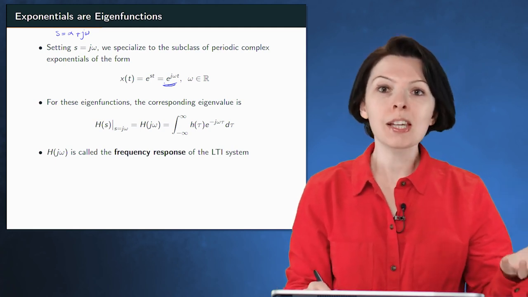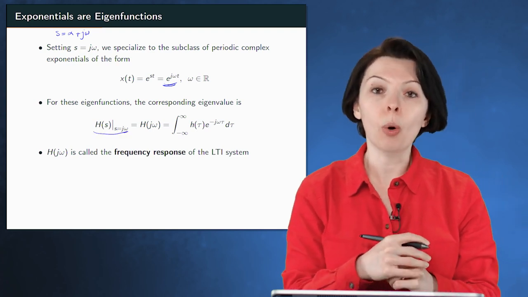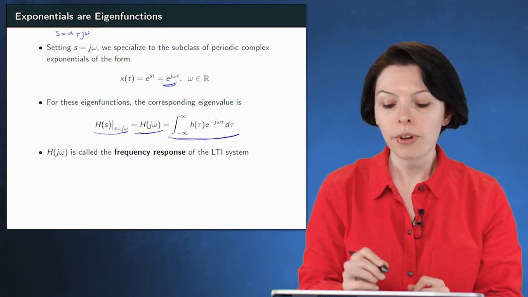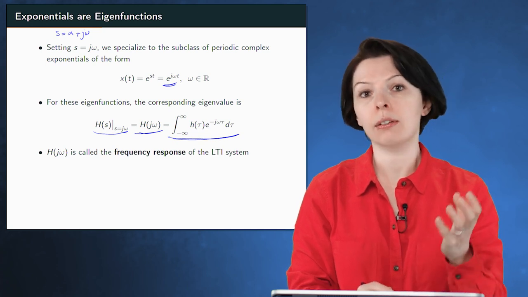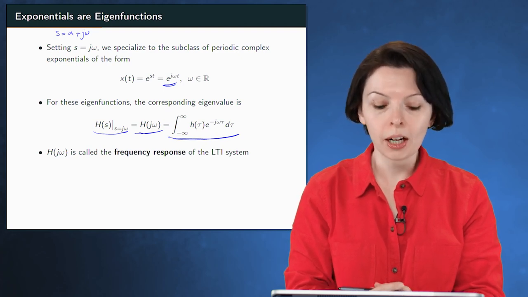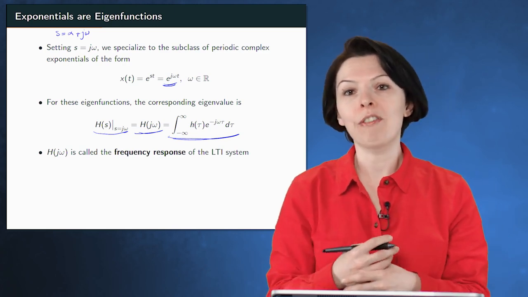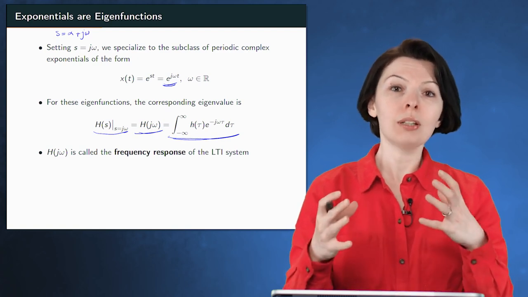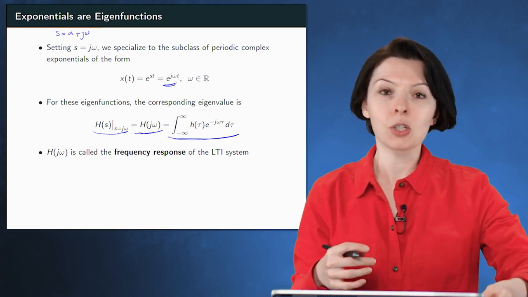For these eigenfunctions, the corresponding eigenvalue, or H of s, for s equal to j omega, is equal to H of j omega, and that's equal to this integral. We have the integral that we used to find the value of H of s, that defines H of s. In that integral, we're going to replace s with j omega. Now, H of j omega has a special name. H of j omega is called the frequency response of an LTI system. In future lectures, you're going to see the more general formats for H of s, in which s is a complex number, and it's not purely imaginary.